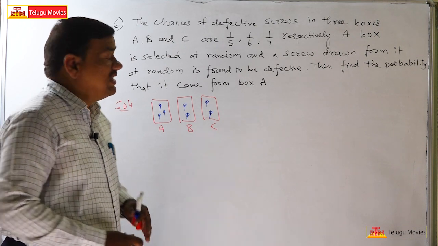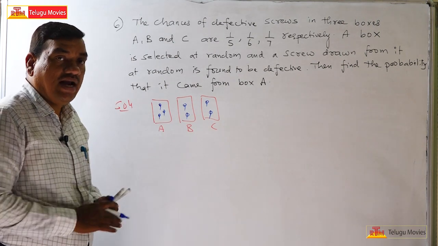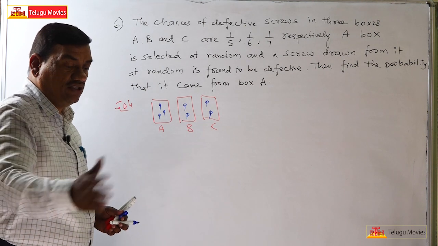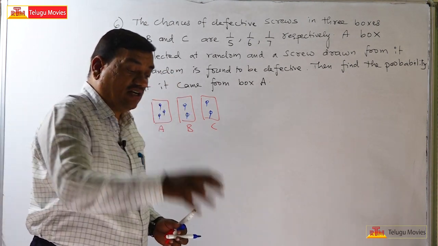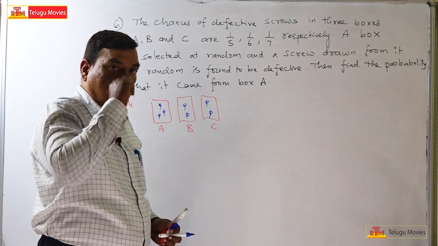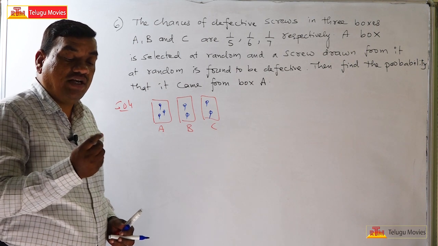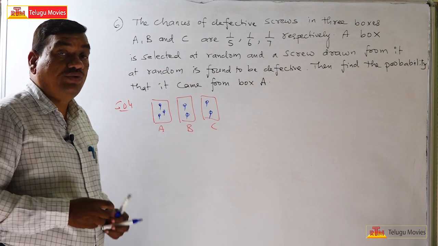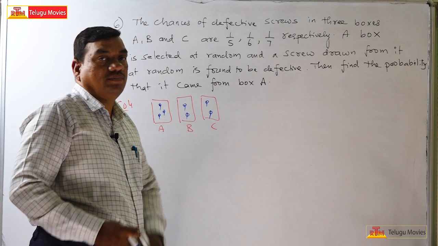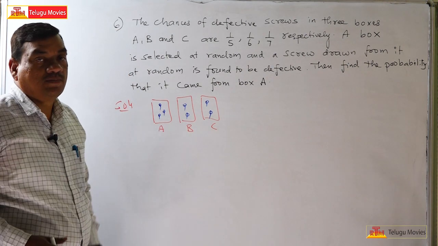Understand this. First of all, we selected a box at random. We don't know whether A, B, C, 3 boxes are there. So we selected one box at random and we have taken one screw. Then what is the probability that the screw is defective and it came from box A? So first of all, we have to select the box.